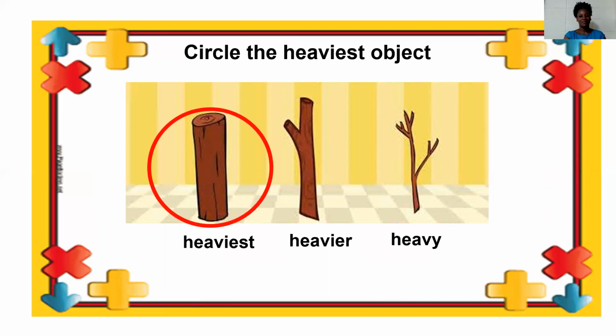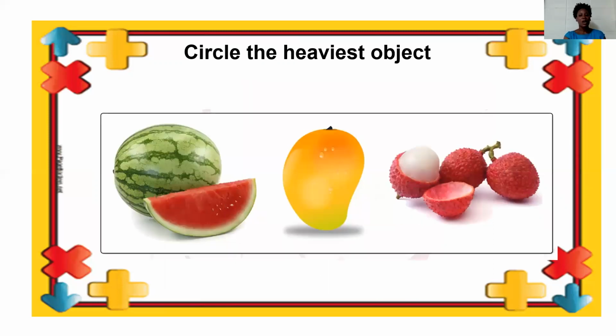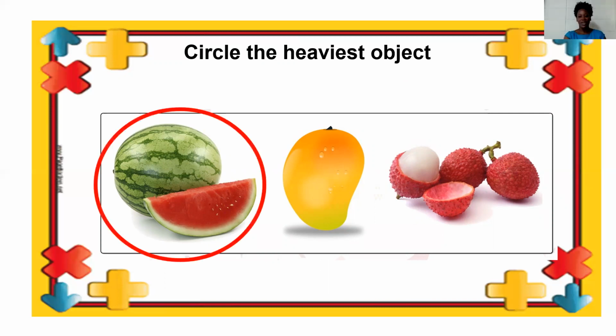For item 2, which of these three fruits are the heaviest? Circle it. Did you circle the watermelon? Very good. You are correct. The watermelon is the heaviest of these three fruits.